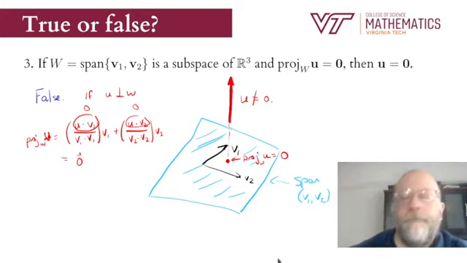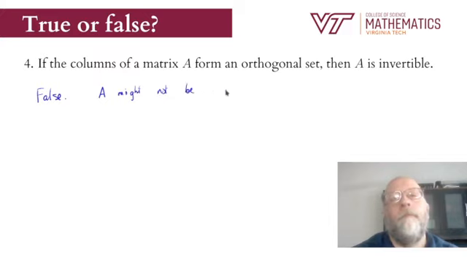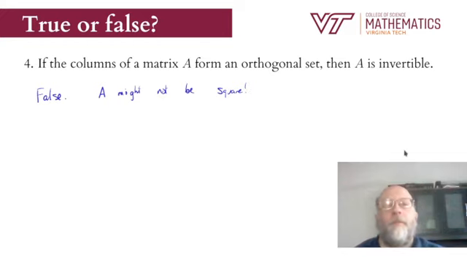All right. Last one. If the columns of a matrix A form an orthogonal set, then A is invertible. This is false. If we have an orthogonal set, it doesn't have to be square. A might not be square. And we have to be square to be invertible. And so that's a false statement.